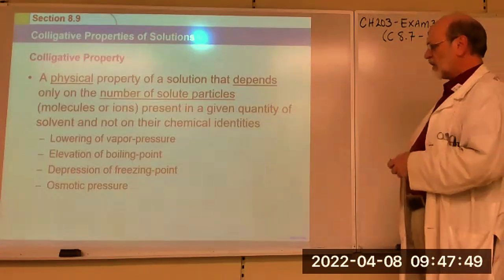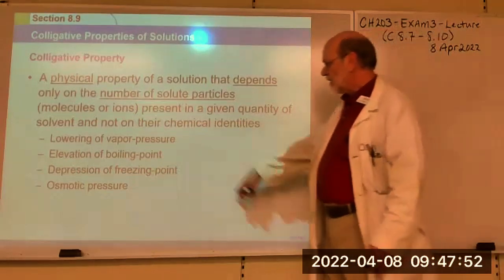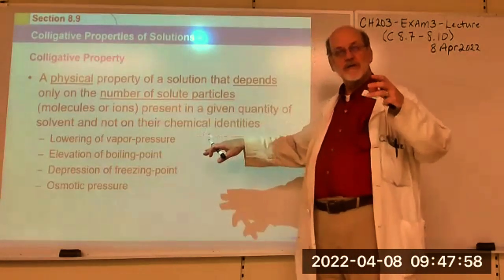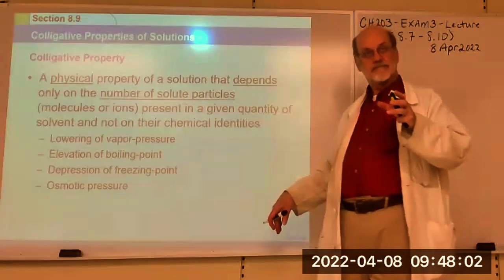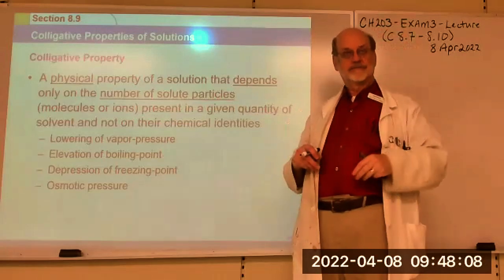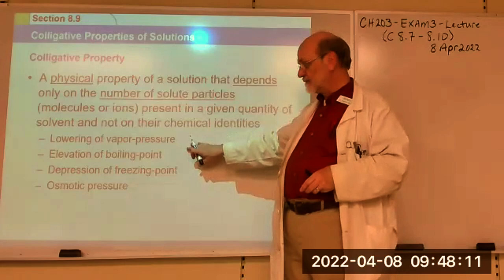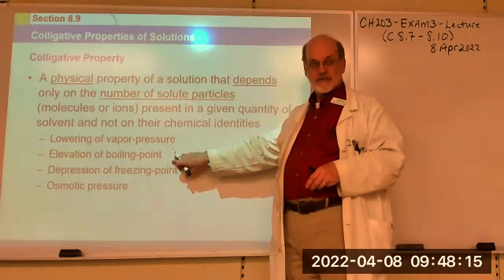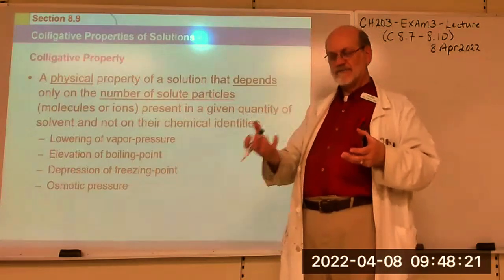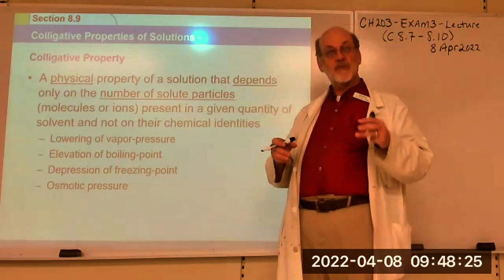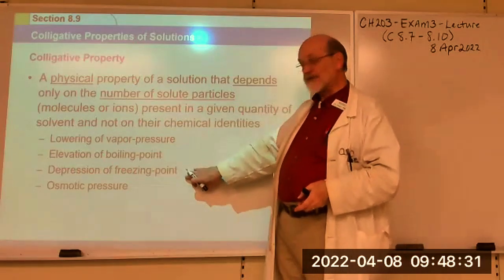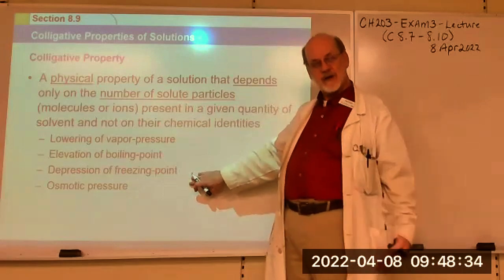Okay, so we're going to look at these four. The vapor pressure will change for a solution compared to the pure solvent. Pure solvent has a vapor pressure. If you add some solute to it, it will decrease the vapor pressure. That can be quantified. We can elevate the boiling point. So if you have water that boils at 100 degrees C and you add a big handful of salt to it, then the boiling point will go up, boil at a higher temperature. Or that same solution would freeze at a lower temperature.